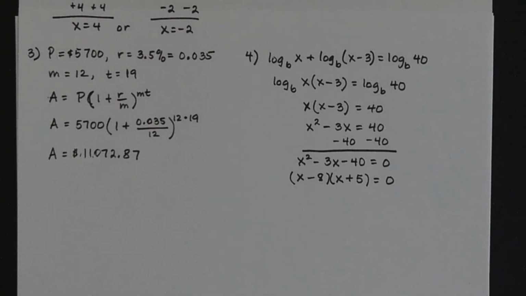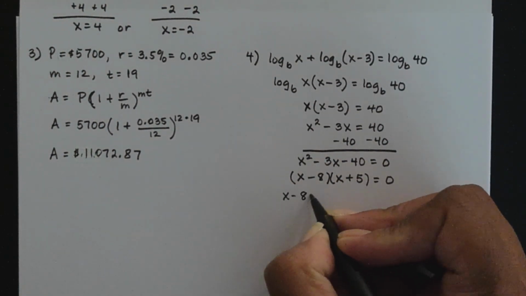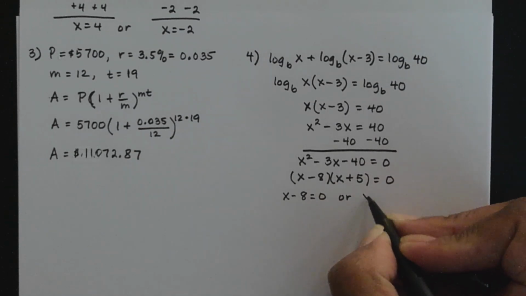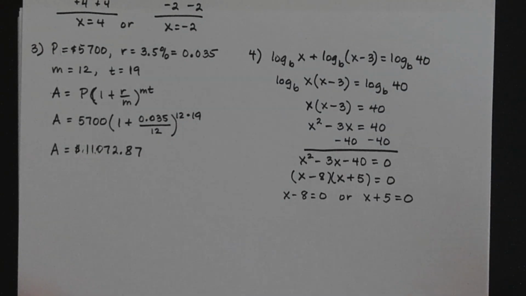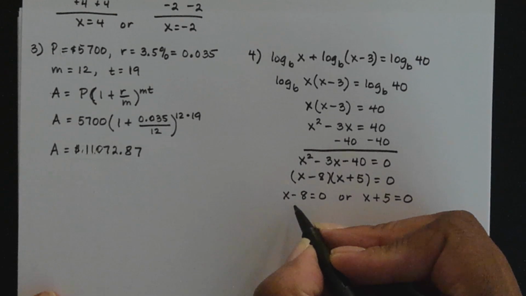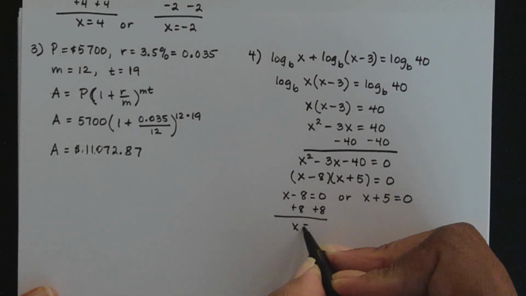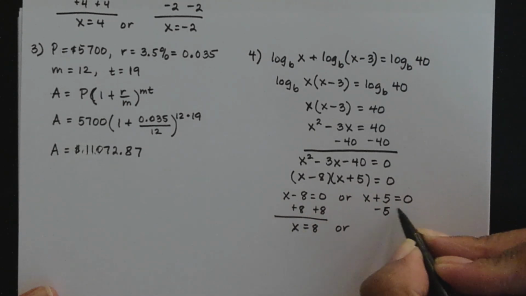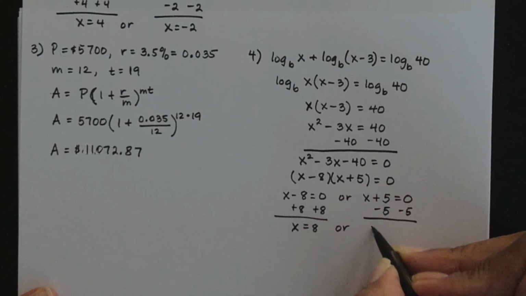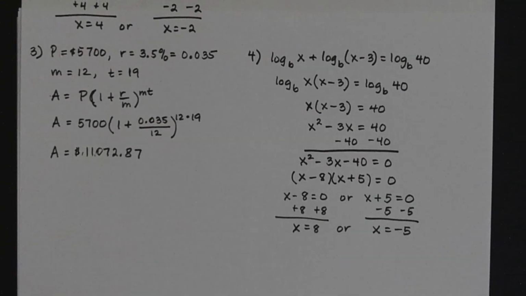And then we set each binomial factor equal to 0. So this means x minus 8 is equal to 0, or x plus 5 equals 0. And each one of these will solve for x. So for the x minus 8 equals 0, that means x is equal to 8. Or for the x plus 5 equal to 0, that means x is equal to negative 5.